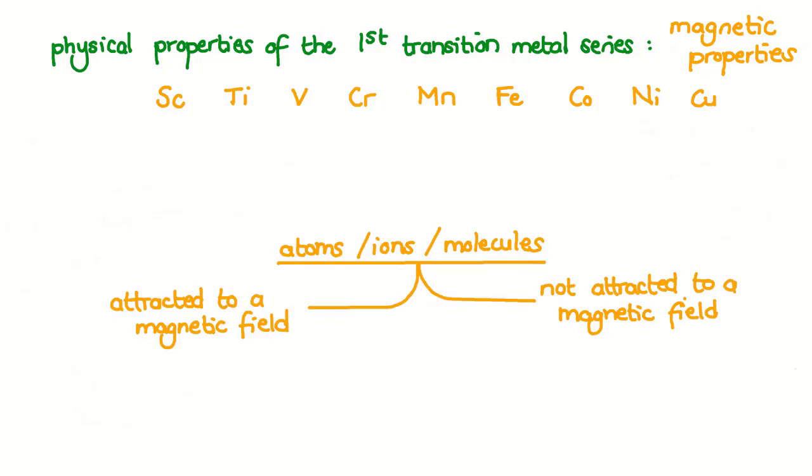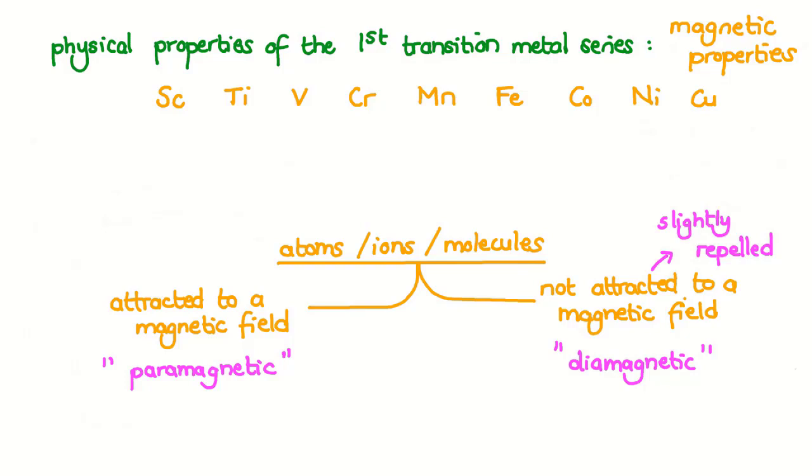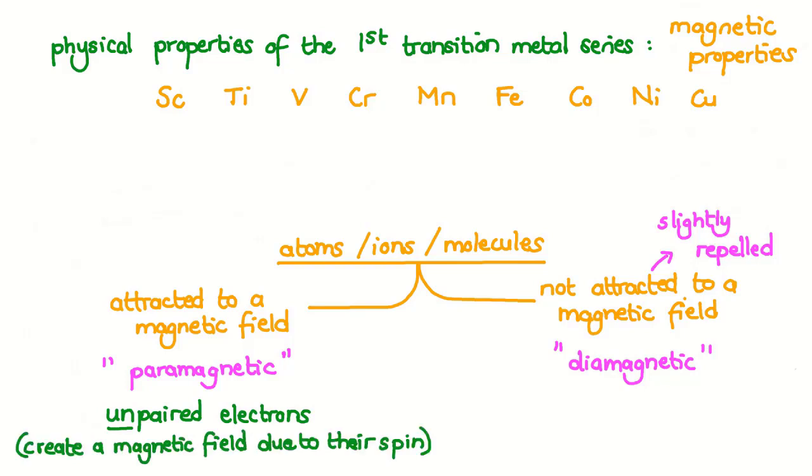Now, some atoms, ions, or molecules are attracted to a magnetic field, and some are not. Those particles that are attracted to a magnetic field are called paramagnetic particles. Those that aren't attracted are called diamagnetic. Diamagnetic particles are actually slightly repelled by a magnetic field. Paramagnetic particles have unpaired electrons in their orbitals. These unpaired electrons create a magnetic field due to their spin. The more unpaired electrons there are, the larger the magnetic moment of a particle.